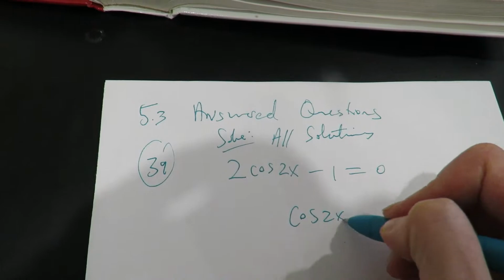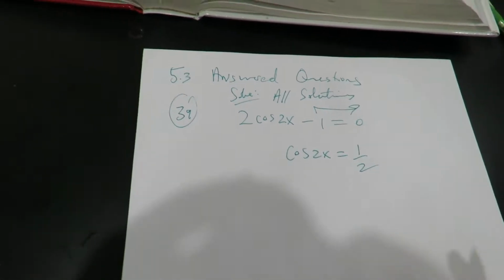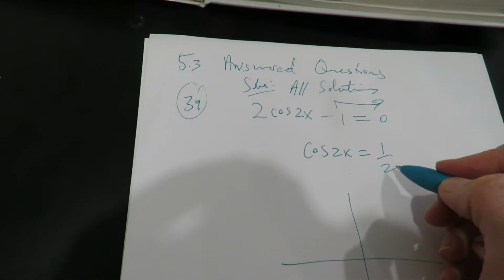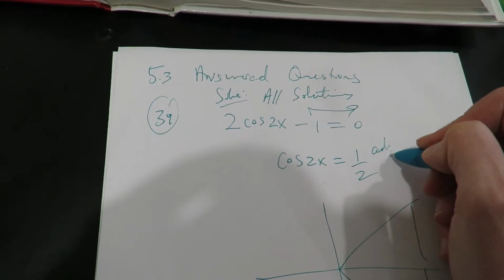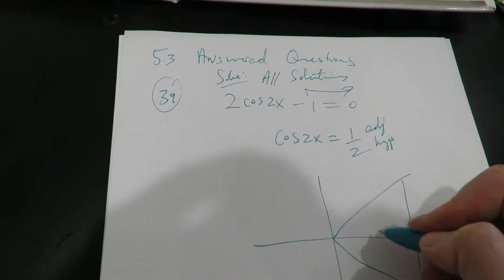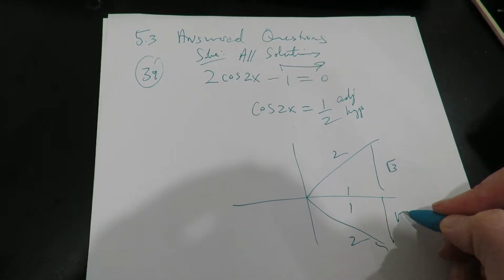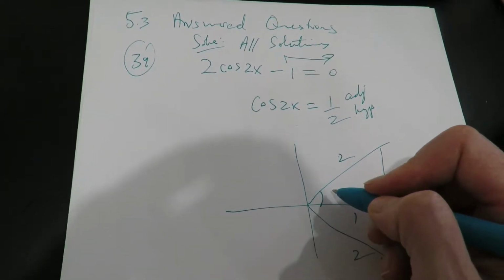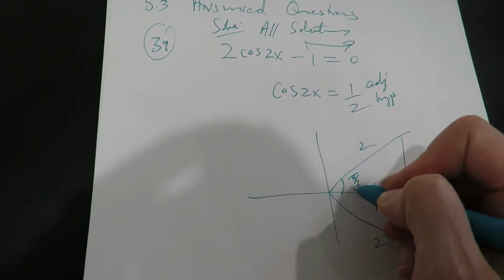Since there's just one cosine here, I'm just going to isolate it. I'm going to move the 1 over. I'm going to divide by the 2, okay? Now cosine is positive in quadrant 1 and quadrant 4. Adjacent over hypotenuse, adjacent over hypotenuse. Okay, that means the third side has to be the radical 3. If you're crossing the radical 3, that's the 60 degrees, so that's pi over 3.